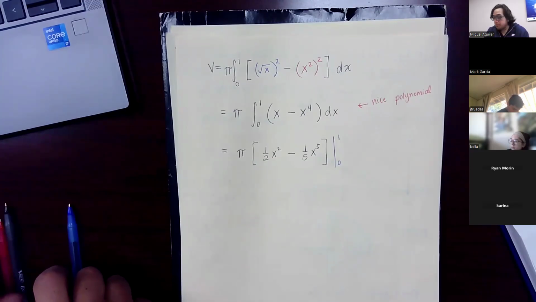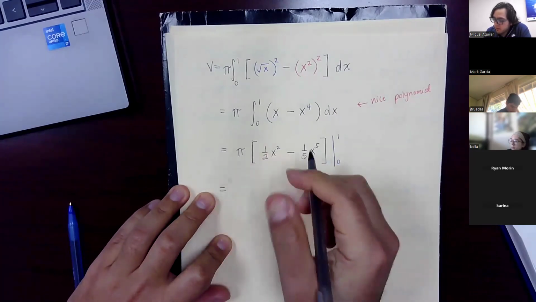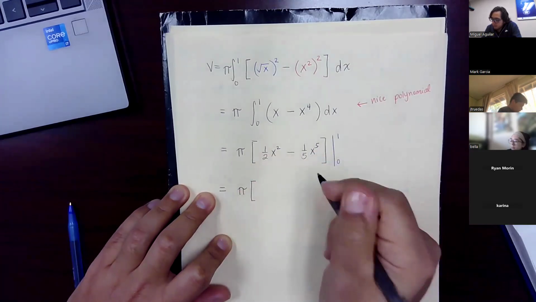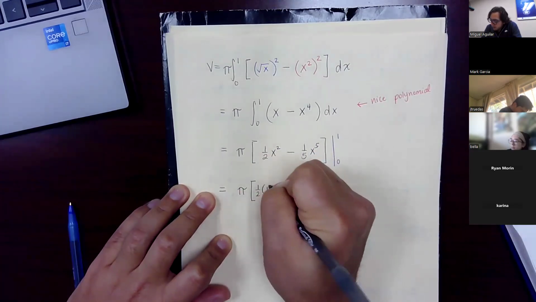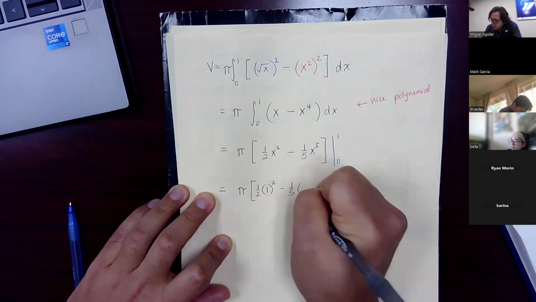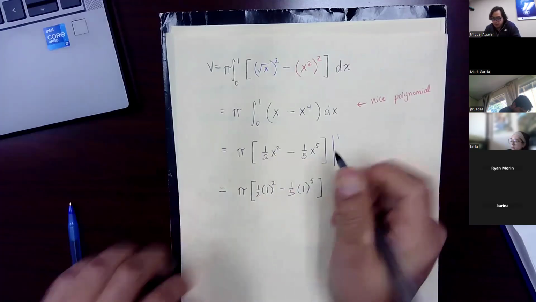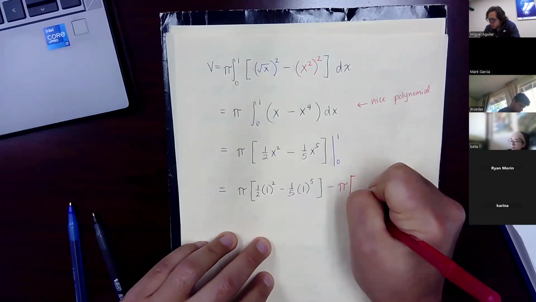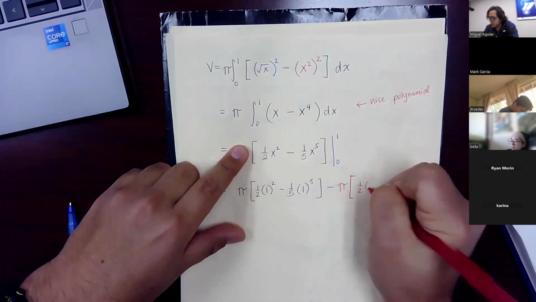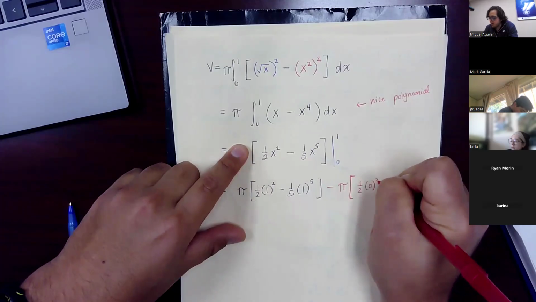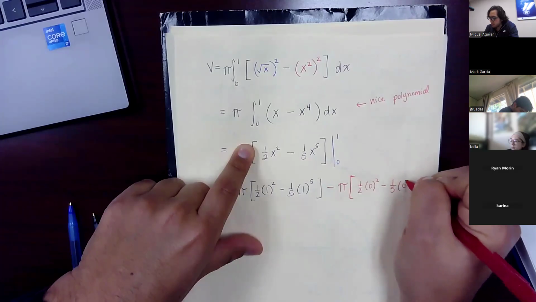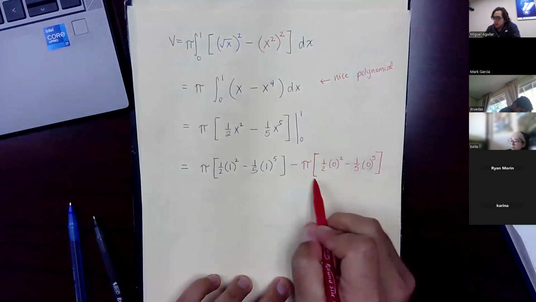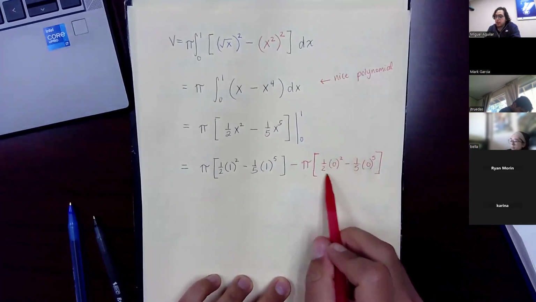Okay. Then we can evaluate this like we always do. So we can go ahead and do pi times 1/2 times 1 squared minus 1/5 times 1 to the 5th, minus pi times 1/2 times 0 squared minus 1/5 times 0 to the 5th. And the nice thing about this integral is that this guy over here is just 0, right?